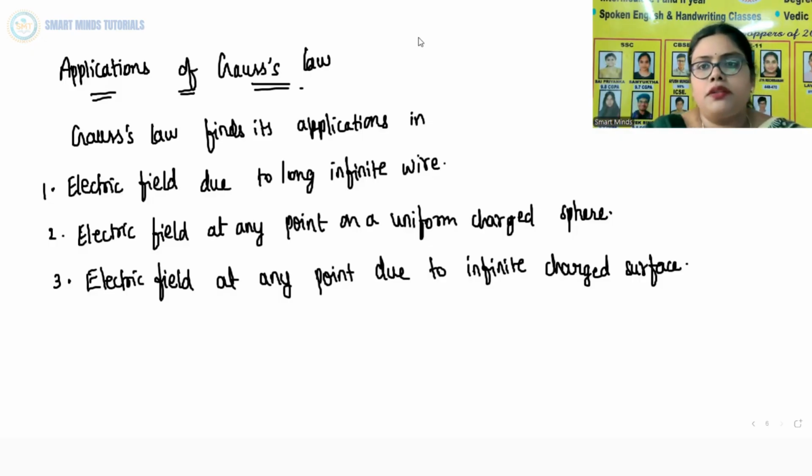So now let us see what are the applications of Gauss law. Applications means where Gauss law is used. You can find electric field due to long infinite wire using Gauss law, and then you can find electric field at any point on a uniformly charged sphere. Like a sphere which has charge throughout, you can find its electric field at any point using Gauss law. And number 3, you can find electric field at any point due to infinite charged surface using Gauss law. So these are the 3 applications.